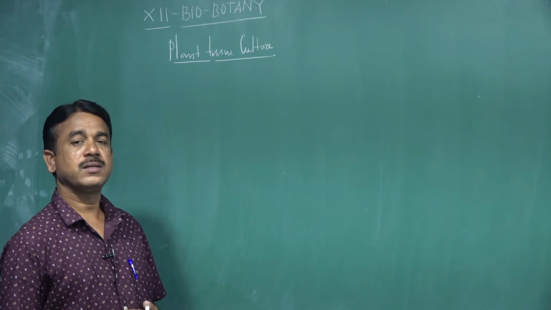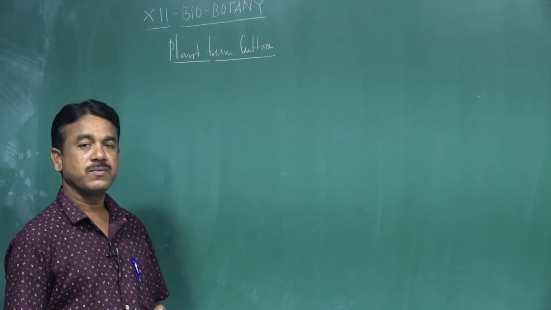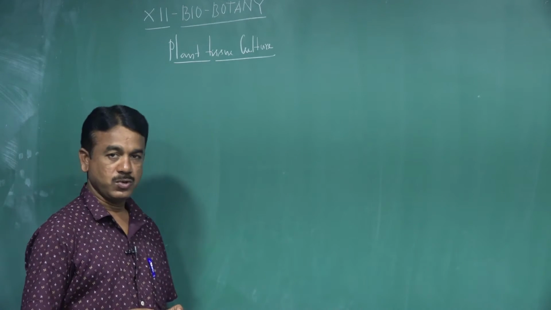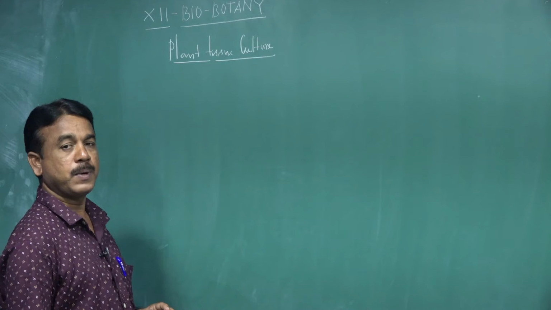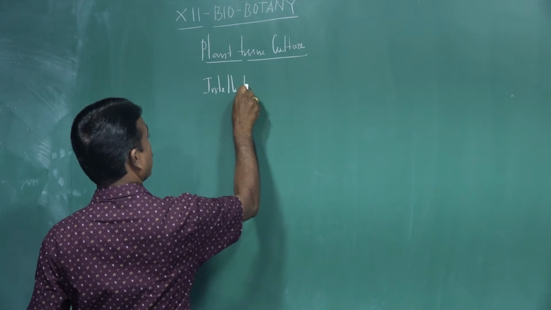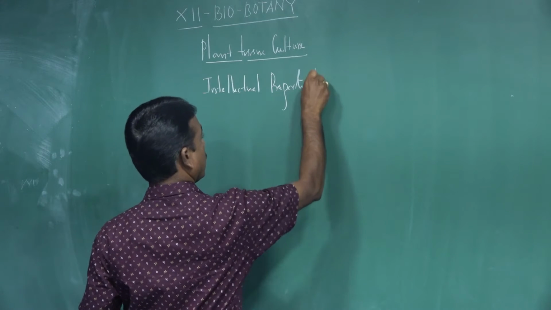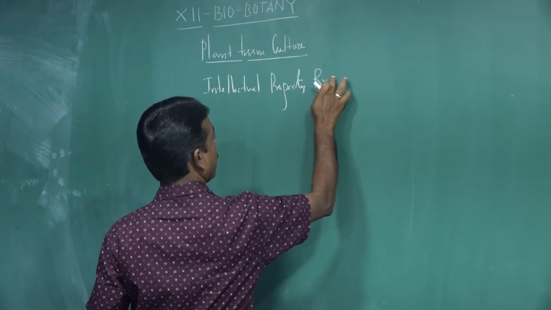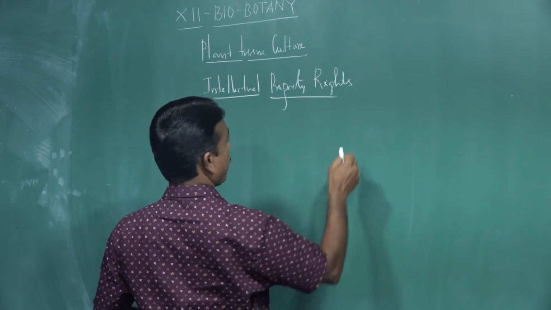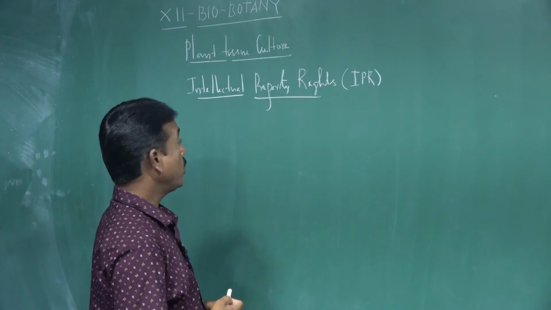In plant tissue culture techniques, the last class's topic was germplasm conservation and cryopreservation. The next topic we are going to discuss is intellectual property rights. It is commonly called IPR, intellectual property rights.